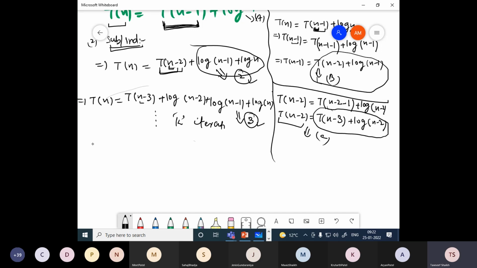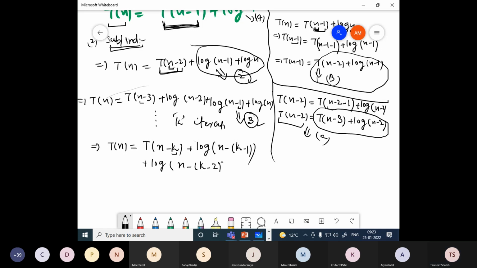It follows a particular pattern, and that pattern is that if we go backwards and reach the kth iteration, we can say that at the kth iteration it will be T of n minus k, because at third it was n minus 3, at second it was n minus 2, and at kth it will be n minus k. Plus, then we will go to this log, it will be n minus, since k is 3, for decreasing it will be k minus 1, 1 less than k. Because it is 2 here, and there it was 3, so 2 is 1 less than 3. Since we took a general term k here, this one will be k minus 1. Similarly, this will be log of n minus k minus 2.